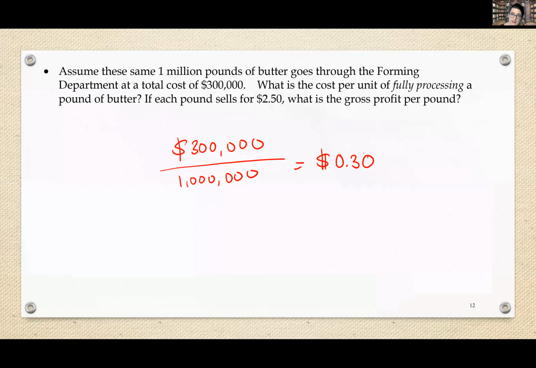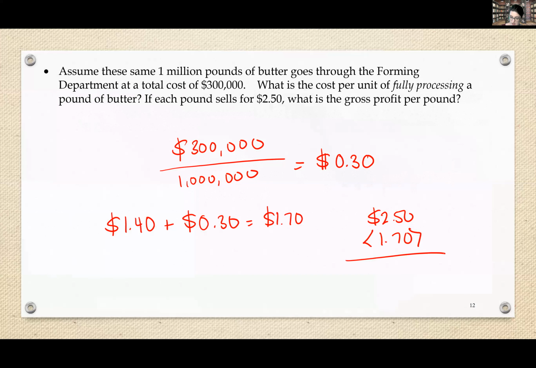So what is the cost of fully processing a pound of butter? Well, we know in the first department, it costs us $1.40. So it costs us $1.40 in the churning department. And we know that it costs us 30 cents in the forming department, which gives us a total of $1.70 of the cost for each pound of butter. Now it's asking if each pound sells at $2.50, what is our gross profit?